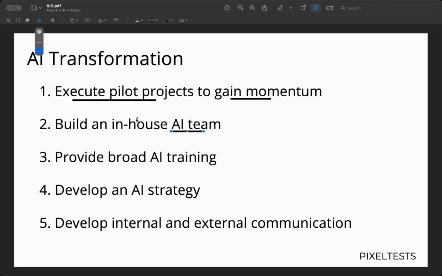Now, the most important thing is having the AI team in house, right? You would not be able to outsource the AI team or have a consultant build your AI, right? It has to be in house, right? And just to be clear, AI teams are not your IT teams. Many IT teams will also require AI teams as they go forward, providing broad AI training to the models, right?